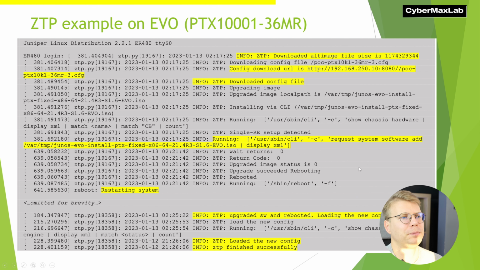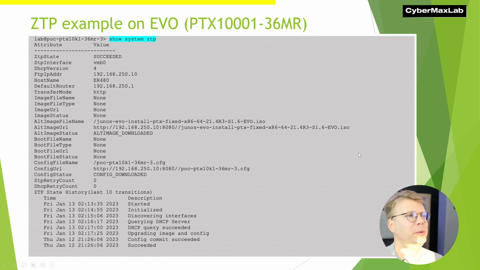ZTP finished successfully. For the ZTP on EVO, you have a useful command, show system ztp. You can see state succeeded, and then you can see all the details of the ZTP. It is very helpful if you are troubleshooting or collecting the output for your maintenance window as a report.